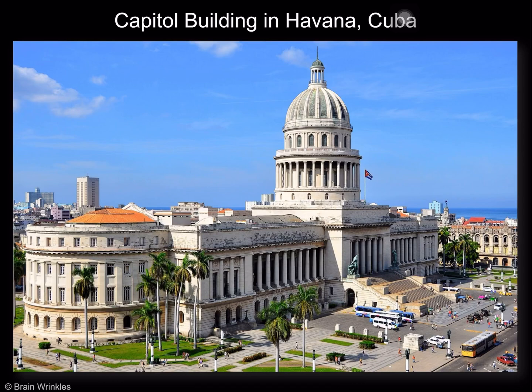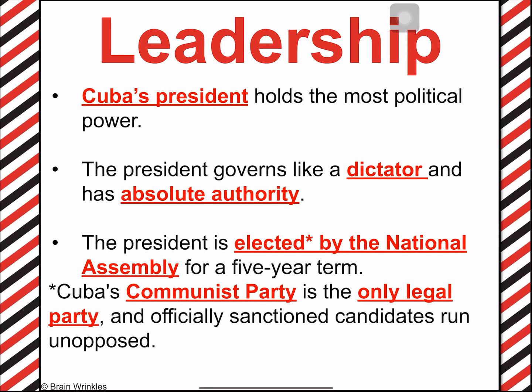Okay, so first off, here's a picture of the Capitol building in Havana, Cuba, which is the capital of Cuba. The leadership of the government, the president: Cuba's president holds the most political power. The president governs like a dictator and has absolute authority.